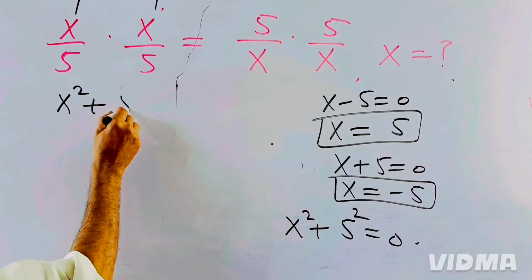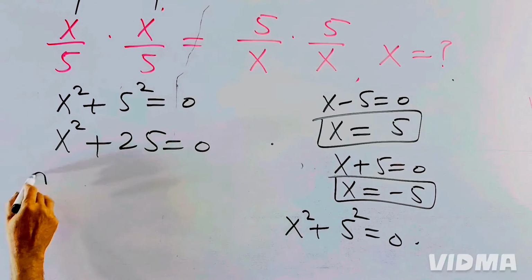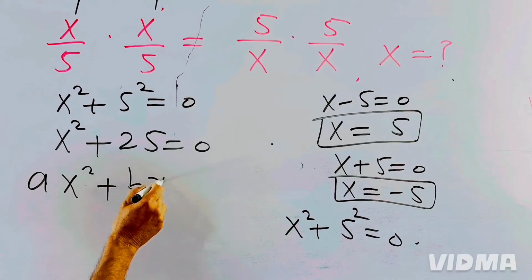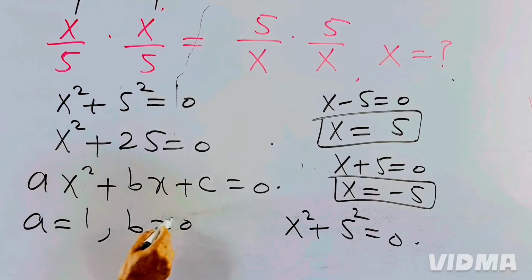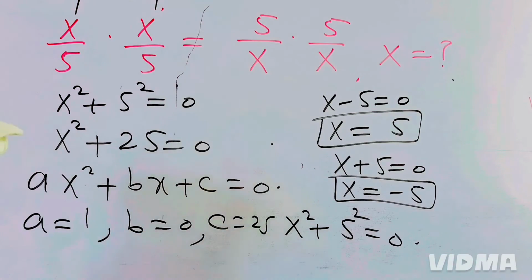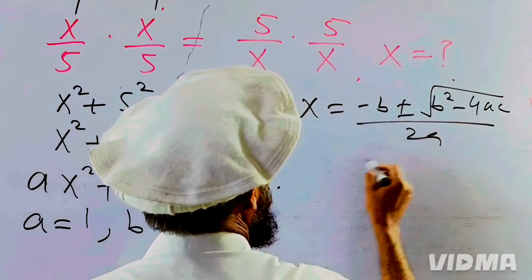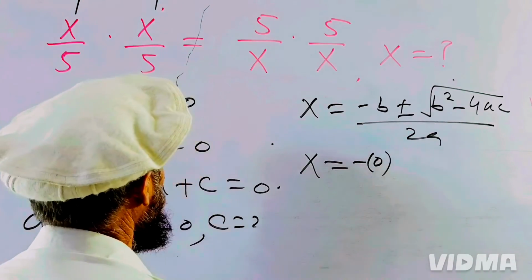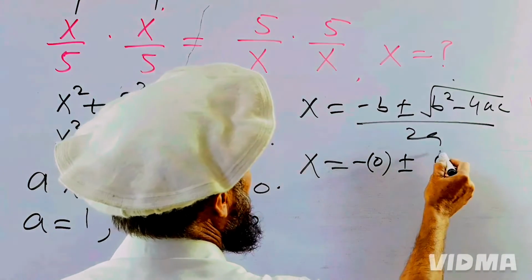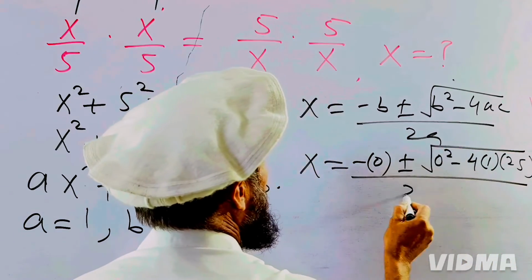Similarly, x square plus 5 square is equal to 0, so x square plus 25 is equal to 0. If we compare with the quadratic equation ax square plus bx plus c is equal to 0, here a is equal to 1, b is equal to 0 and c is equal to 25. Using x equals minus b plus minus square root of b square minus 4ac, divided by 2a, we substitute the values in this equation. Minus b is equal to 0, and plus minus square root of 0 square minus 4 into 1 into 25, divided by 2a.